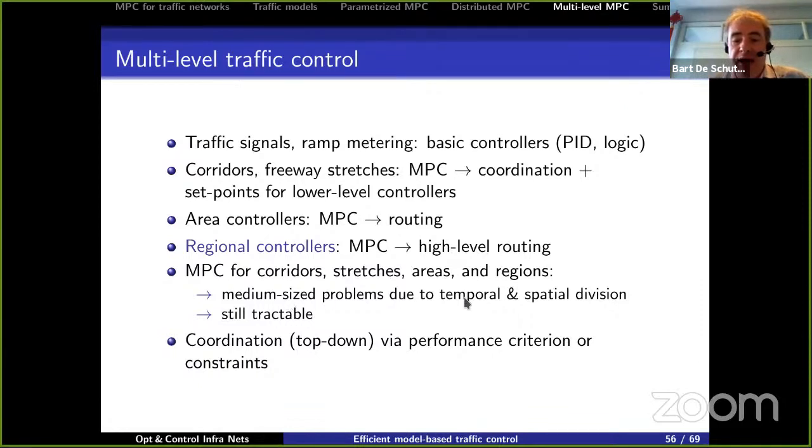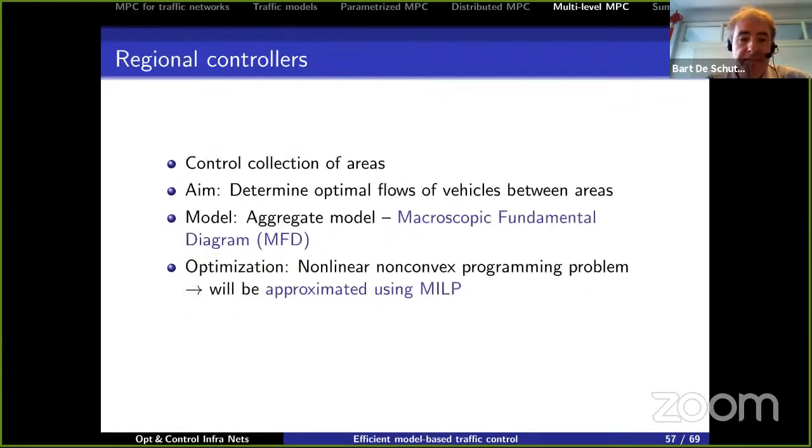Since we typically now get, due to this temporal and spatial division, medium-sized problems, we can still get a tractable control approach. And later in the next slides, I will focus on the regional controllers. The regional controllers would typically coordinate a collection of areas. The idea is that the regional controller would determine for every area, and we are typically looking now at an urban context, what is the optimal flow of vehicles from one area to the other.